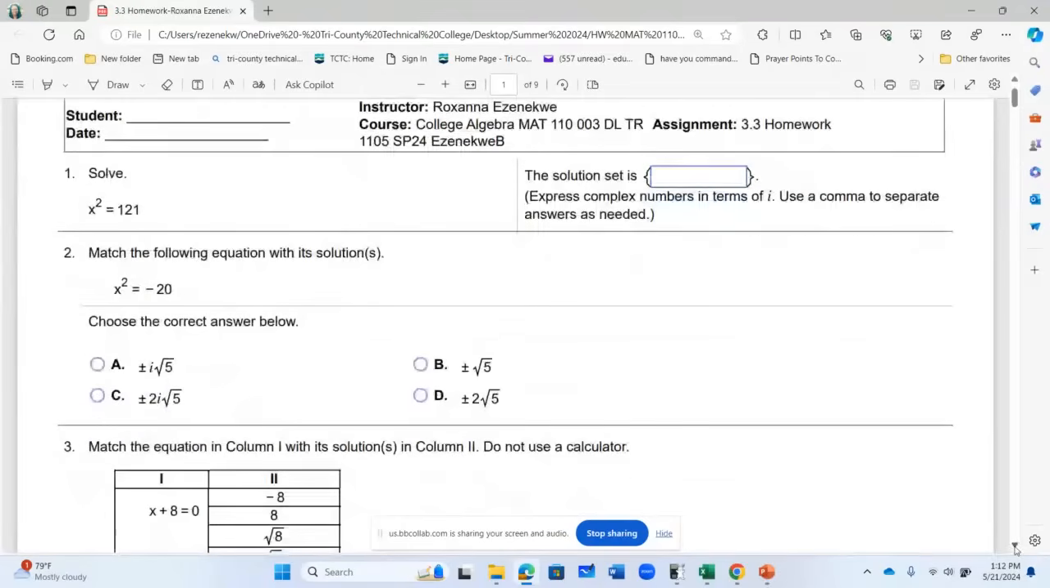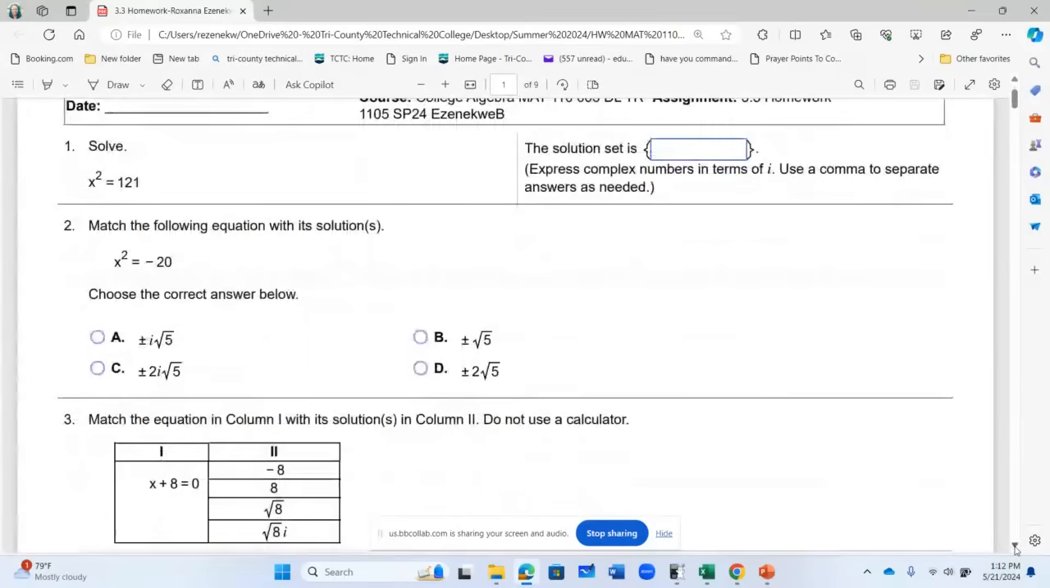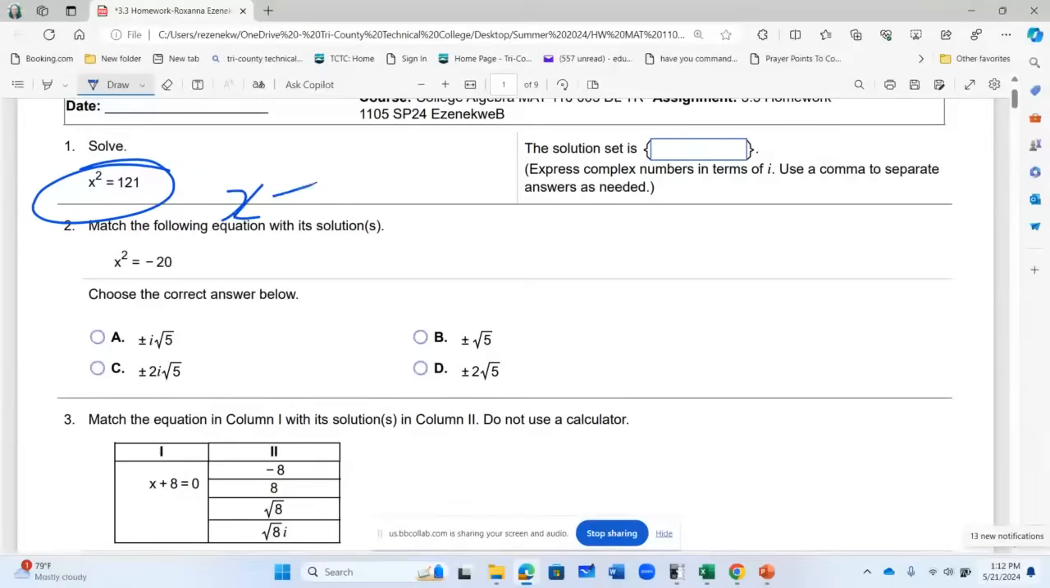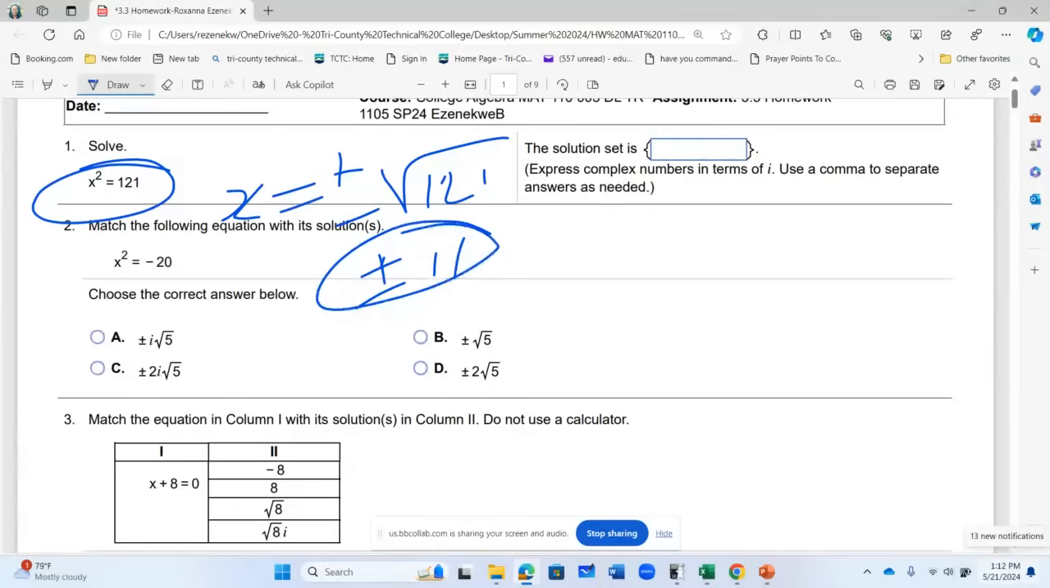There is a formula called the square root method. So you notice that this is easy to solve. Use the square root method to solve this problem. So you have x is equal to plus or minus the square root of 121. The square root of 121 is 11, so plus or minus 11. So that's not a big deal.